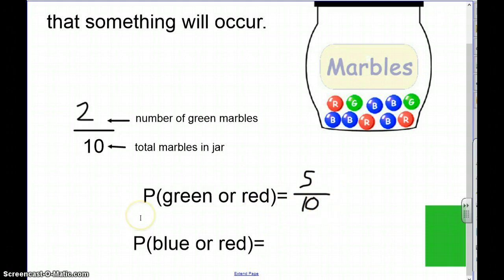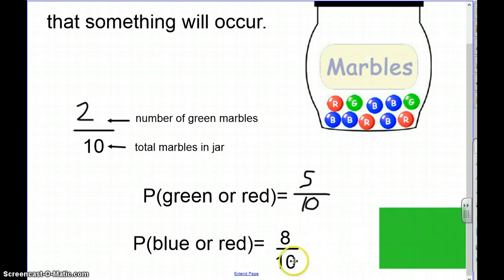So now I'm going to have you try one on your own. What is the probability of drawing a blue or a red? Well, if you wrote 8 tenths, you are correct.